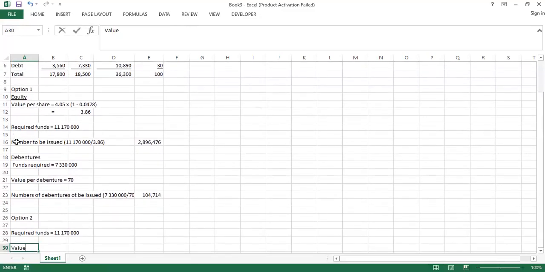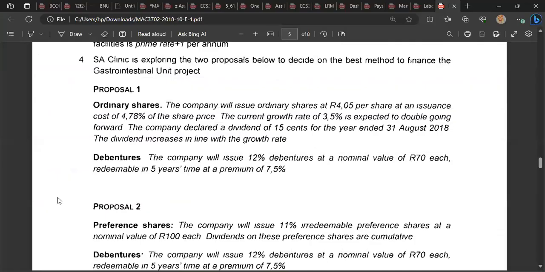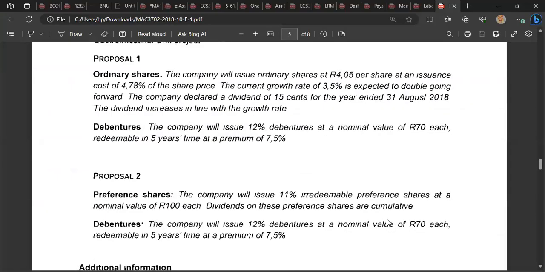But then we'll need the value per share for the preference shares, which is going to be slightly different. Right, let's fetch it from the information. So if you observe here, the price of debentures is the same. There's 70 rand and 70 rand in both cases, so there's not going to be any change there. The price is essentially the same.